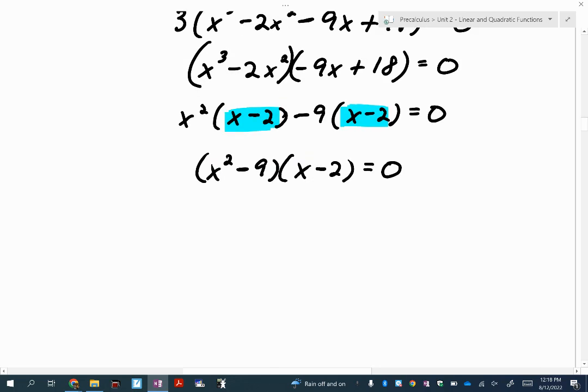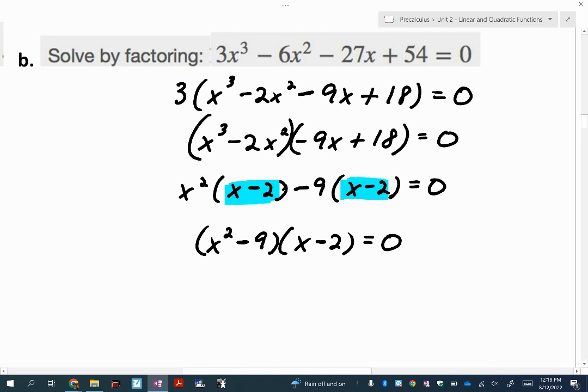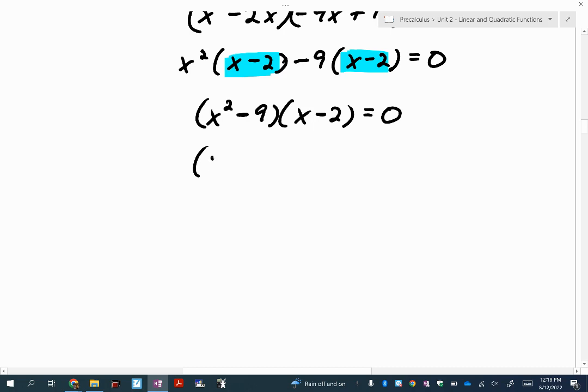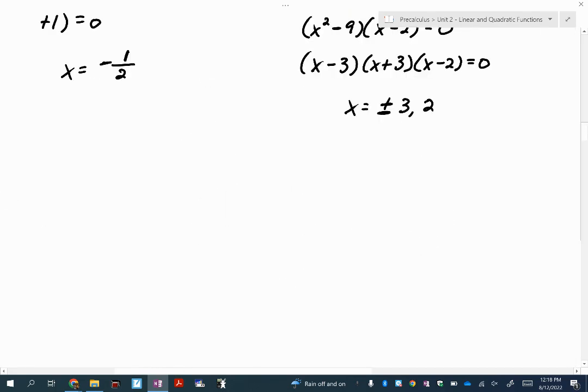All right, if you want to bring down the 3, you can, but as you hopefully have learned in your other classes, if there's no variable with that number out front, it is not going to actually create a solution or a root. So there's really no reason to bring it down unless you want to. Another way to write it is x minus 3, x plus 3 times x minus 2. So I have 3 solutions here: x equals plus or minus 3 and a positive 2. All right, so that's it for the polynomials.